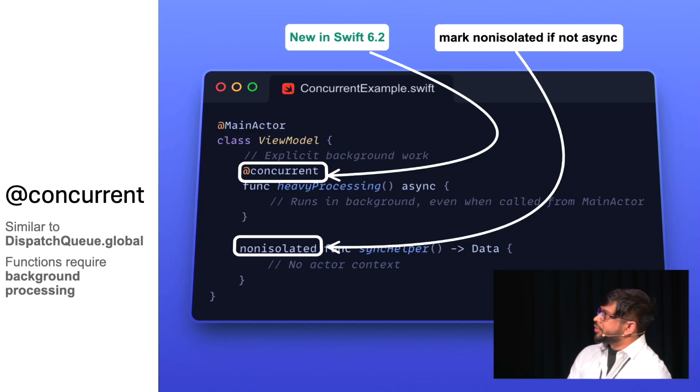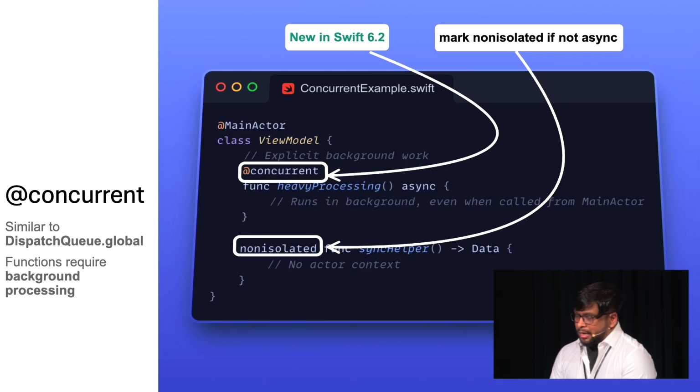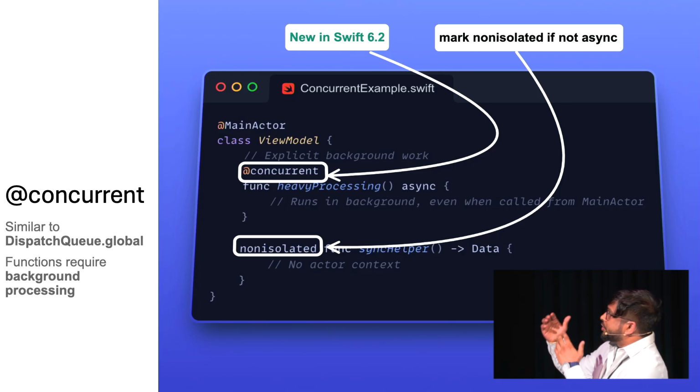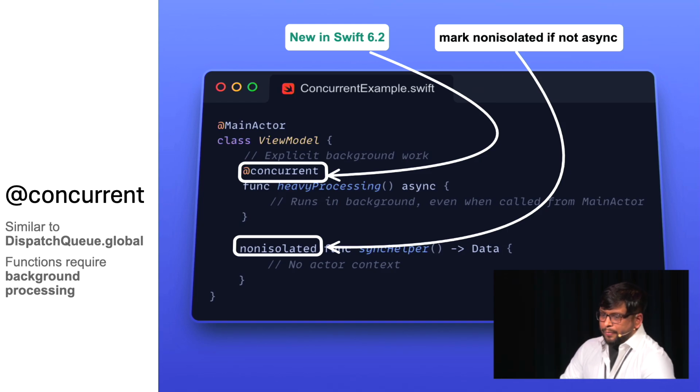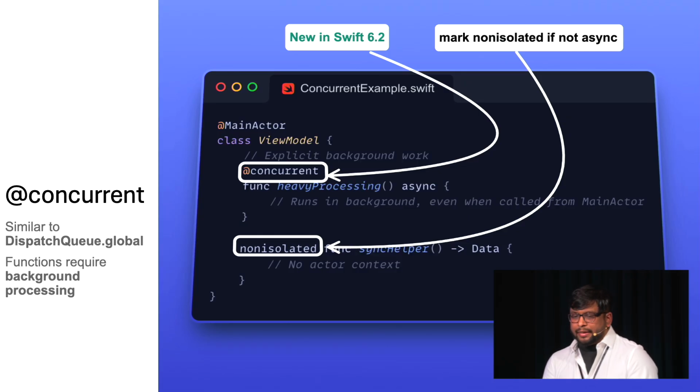These are the operations you don't want to add in the main thread, even if it's called from the main actor context. Concurrent is your explicit opt-in for background processing. When you call it from main actor code, the compiler automatically inserts a context switch for you. You don't need to write anything.